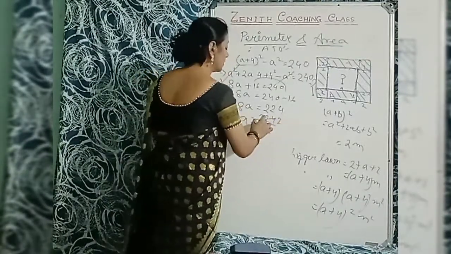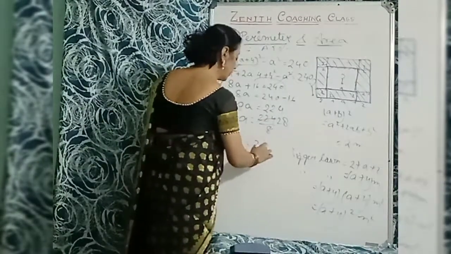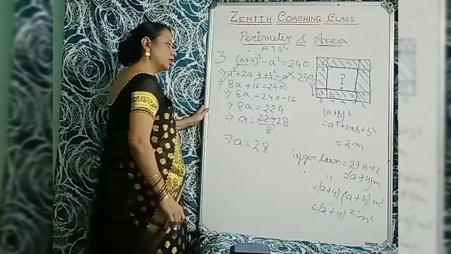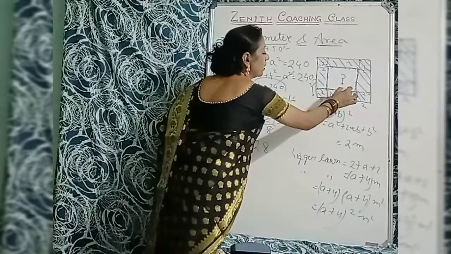So 8 8s are 64. Okay, that's a equals 28. Understood? 28. Here a equals 28.